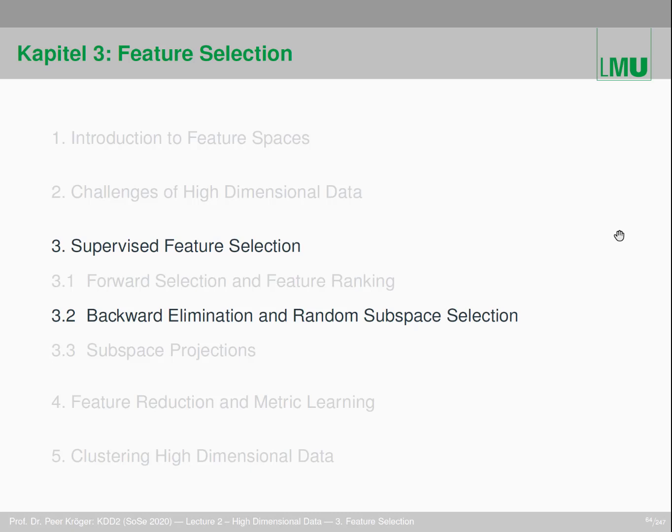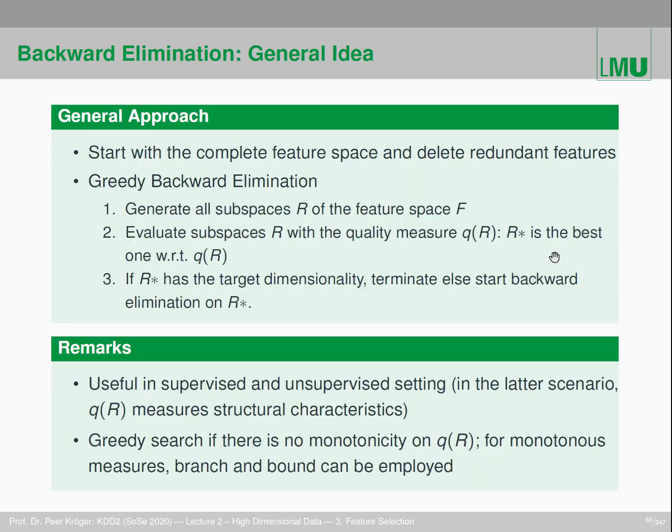Okay, that was forward selection feature ranking. So next is backward elimination and random subspace selection. What is that? Well, the general approach is now the other way around. We start with the complete feature space. So before we started with the empty space, so to say, and just added the k best features.